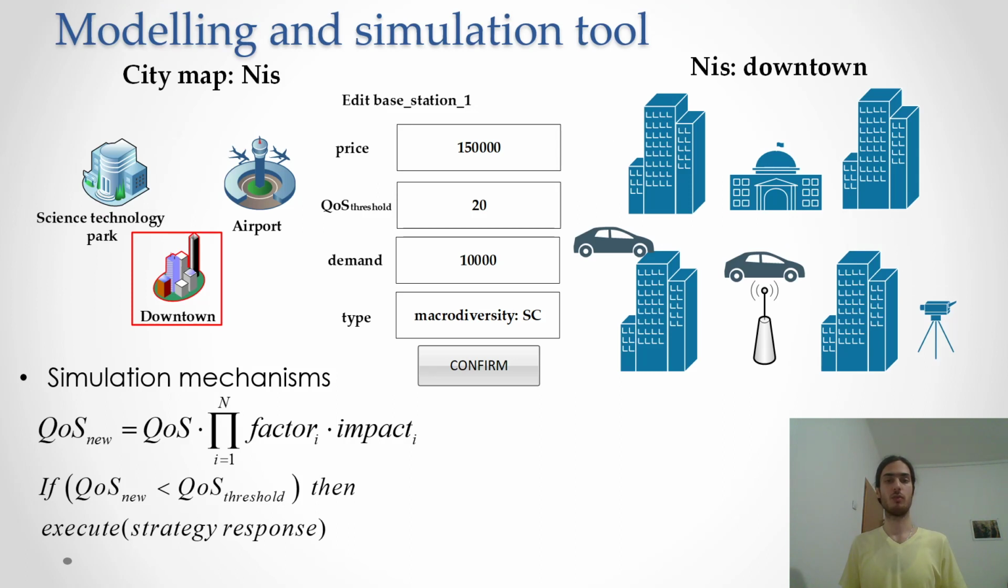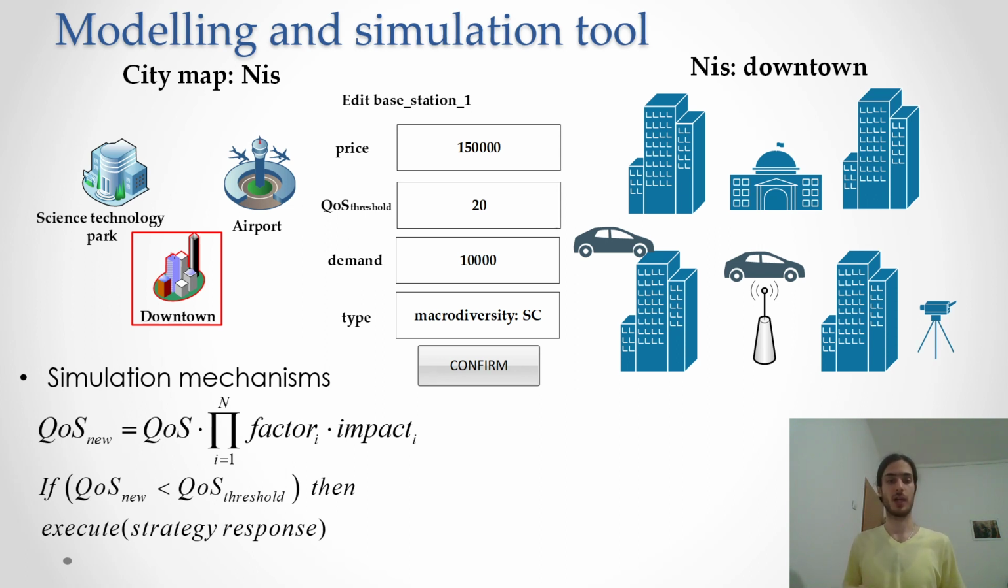Now let's see what the modeling and simulation tool looks like. Here you can see a user interface, an example of a city map. On the left side we have the city map with several locations like Science and Technology Park, Airport, and Downtown. On the right, we have the details for each of these locations.